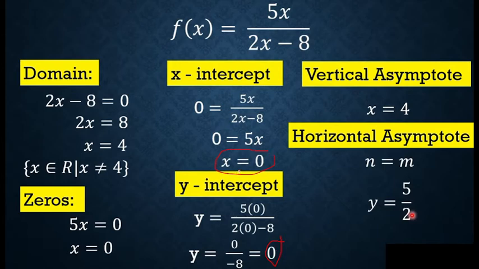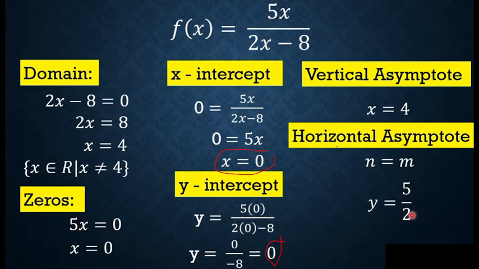In the vertical asymptote, x equals 4. Okay, so, dito lang po, sa vertical asymptote, yung domain natin, x equals 4. Ito po yung mga restriction number in the vertical asymptote. So, x equals 4.